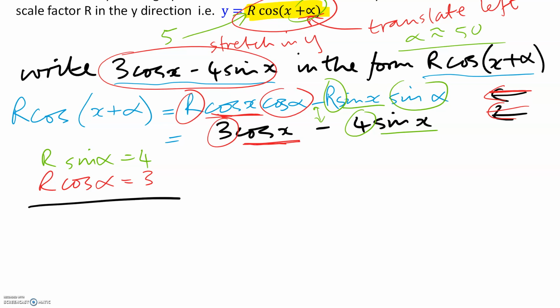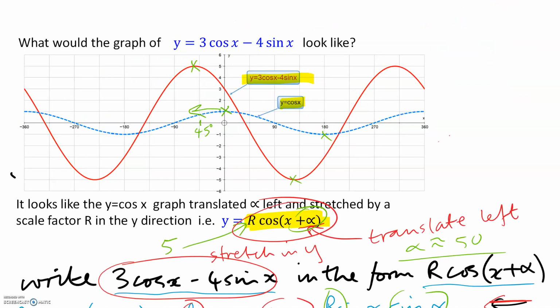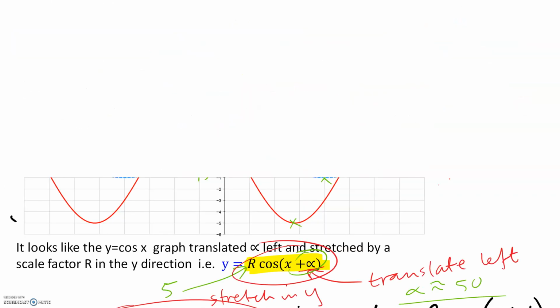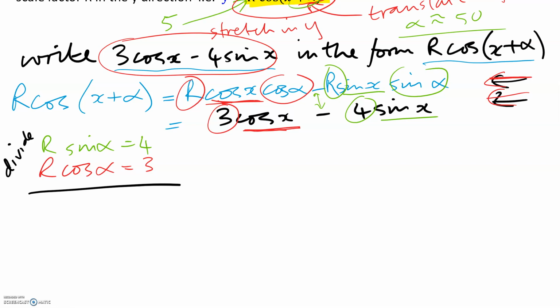The quickest way is probably just to divide these two. So if we divide, sorry about that, it's gone. It's back. So if we divide them, the r's will cancel, and sine alpha over cos alpha will give us tan alpha equals 4 over 3. And then we just do inverse tan on our calculators, and that will give us 53.1.